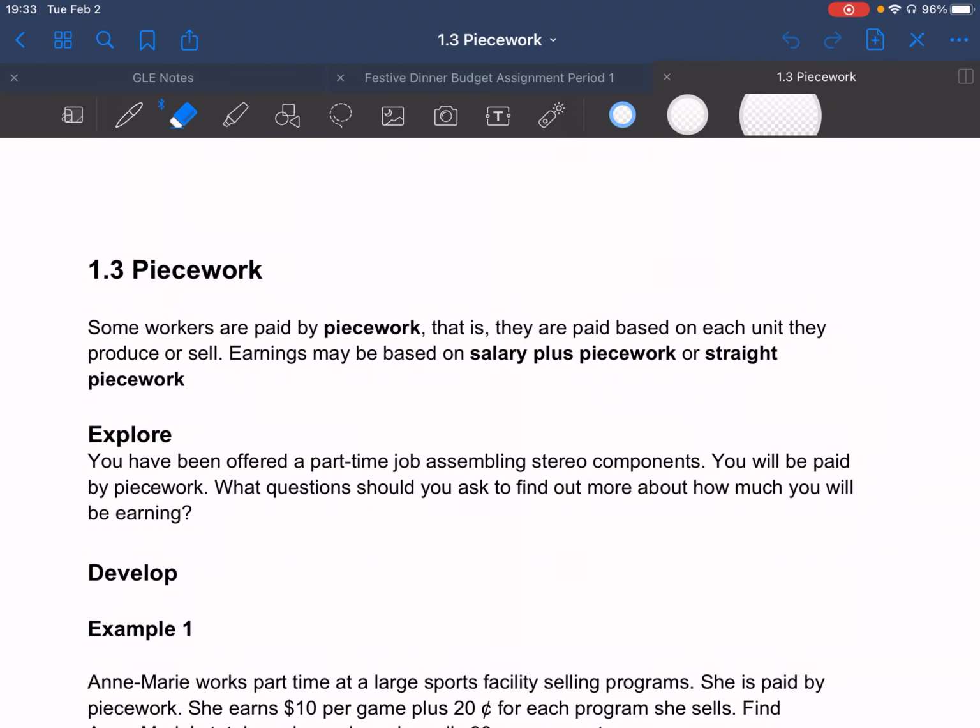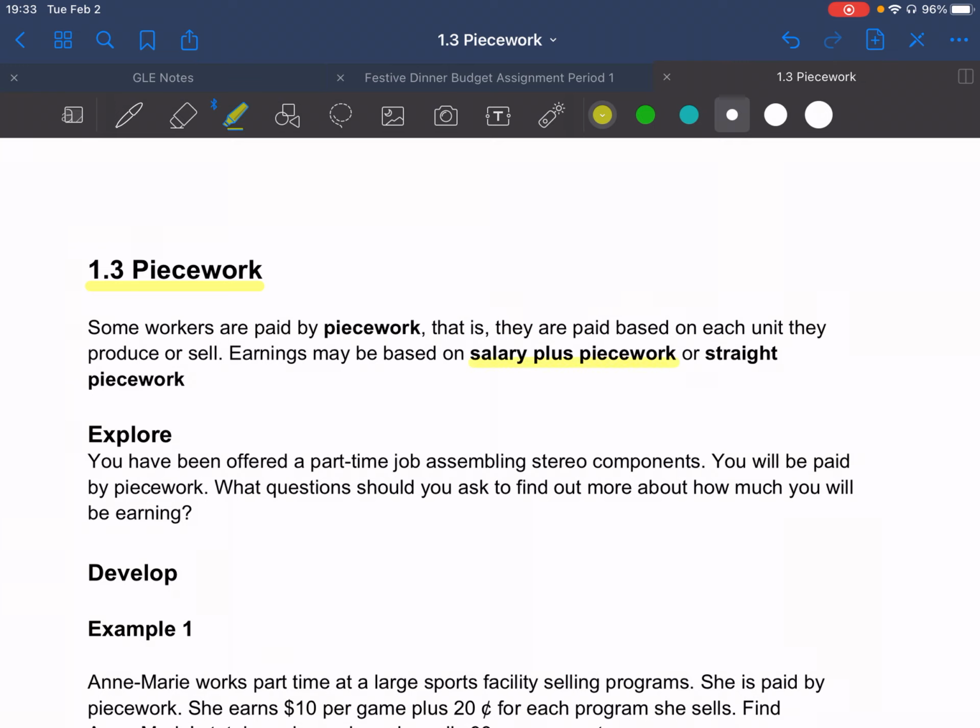Okay, so here's today's lesson for your second part of today. We're looking at piecework. Piecework is basically when your employer is paying you for each item that you make. Sometimes it is just straight up the item that you make. Other times it's salary plus piecework.